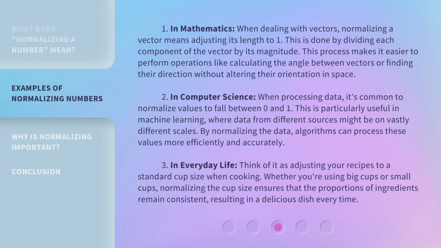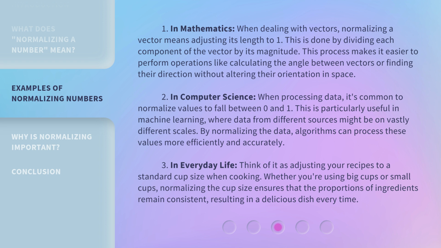1. In mathematics, when dealing with vectors, normalizing a vector means adjusting its length to 1. This is done by dividing each component of the vector by its magnitude. This process makes it easier to perform operations like calculating the angle between vectors or finding their direction without altering their orientation in space.